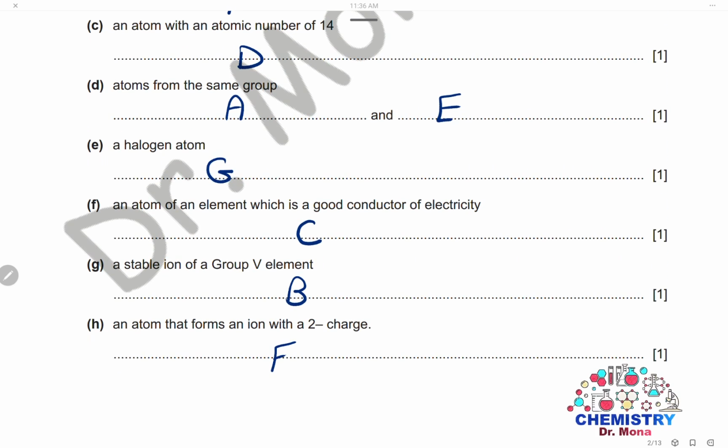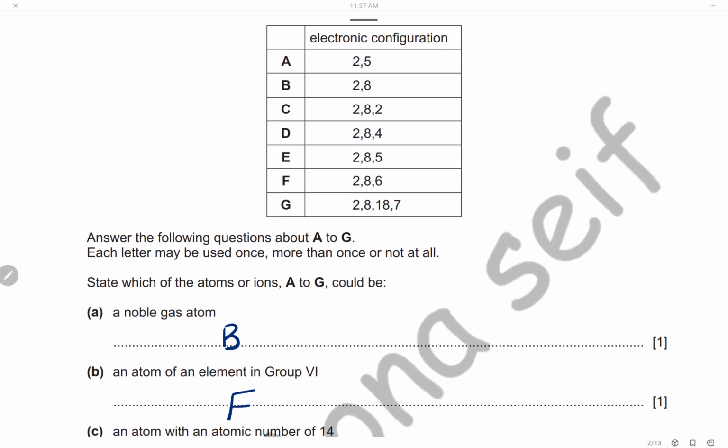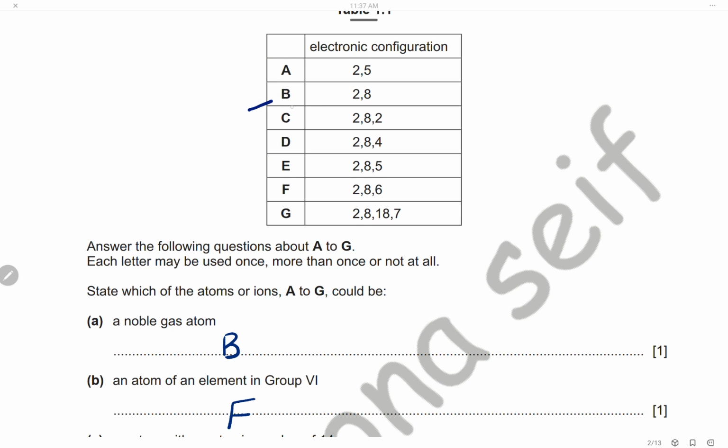Stable ion of group 5 elements. Group 5 has 5 electrons in the outer shell, so to form a stable ion, it gains 3 electrons to complete the outer shell to 8. So the stable ion from group 5 has 8 electrons in the outer shell, so it will be B, which has 8 electrons in the outer shell.